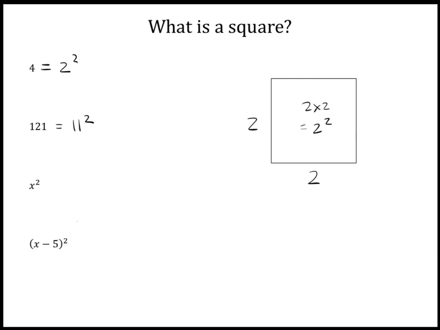Let's look at this last example of a perfect square a little more closely. We can expand this expression because x minus 5 quantity squared means x minus 5 times x minus 5. If we multiply this out, it goes like this. X times x, x times negative 5. Negative 5 times x, negative 5 times negative 5.